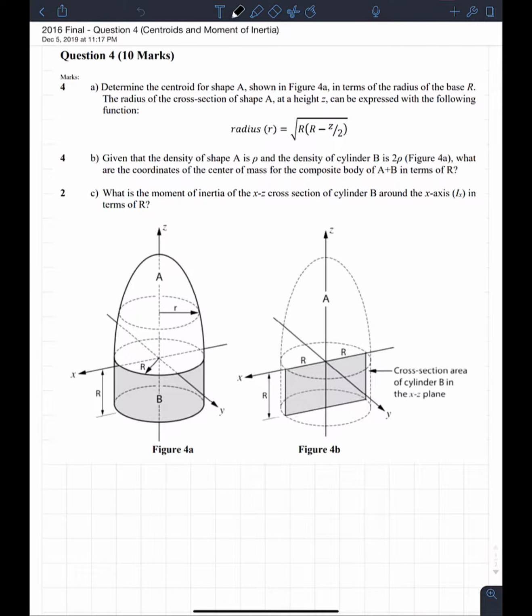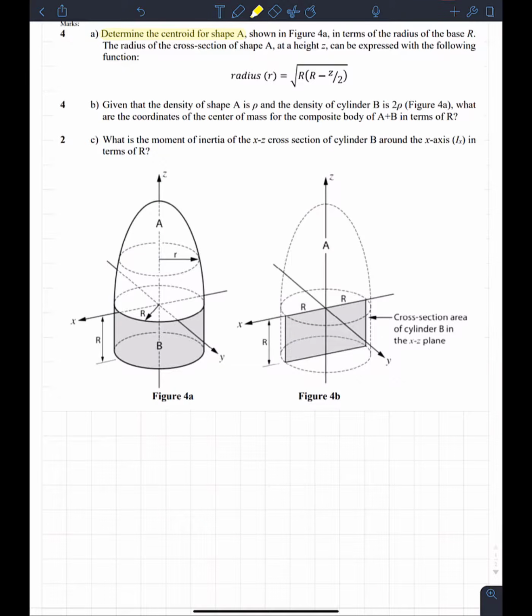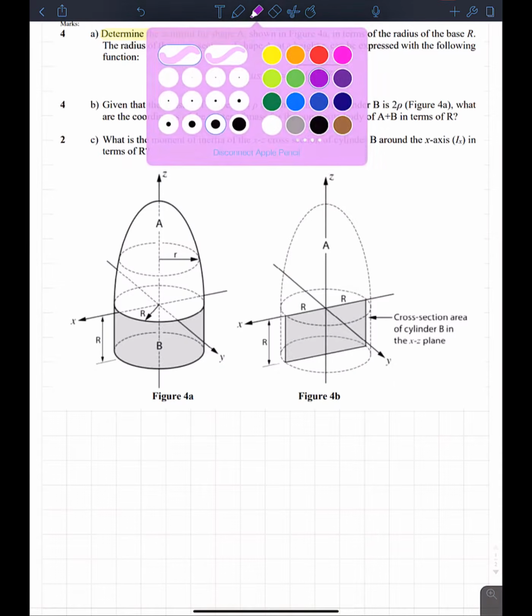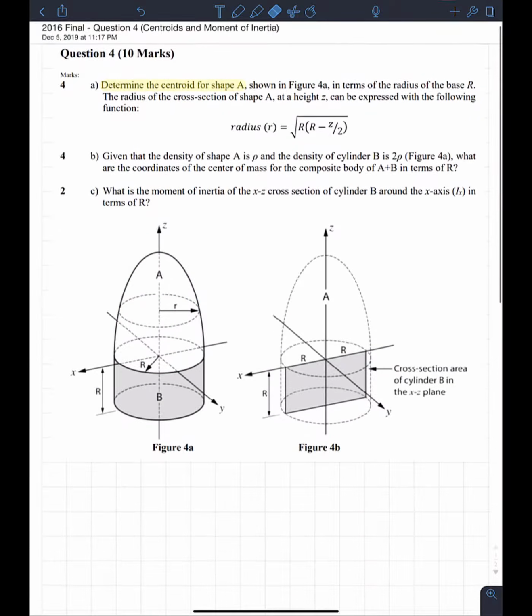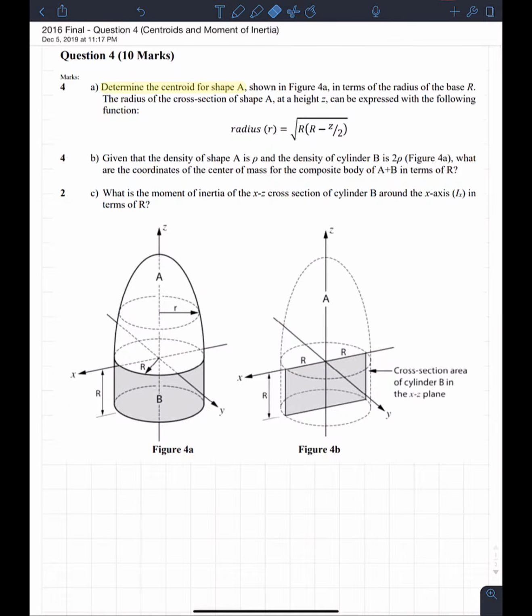Looking at this question, I'm just going to switch to the highlighter. It says, determine the centroid for shape A. And this is very important because a lot of you will try to determine the centroid for this whole thing, well, it looks like a bullet, but it's not a bullet. We only want to find the centroid of this shape right here. So we're ignoring shape B and we're just paying attention to this purple shape. So it's not too bad. That's the only shape that we want, as shown in figure 4. And then it says in terms of the radius, and it has the radius.